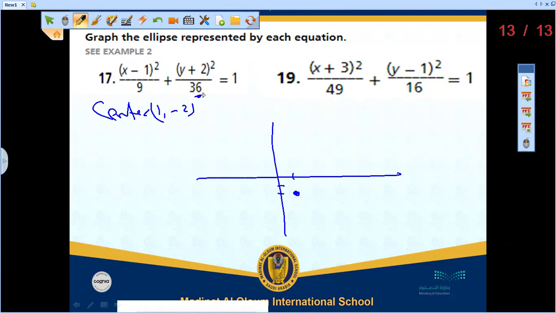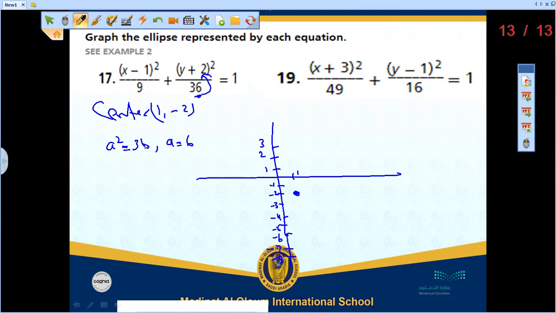Let us see. The greater is with Y. It means my A is vertical. A squared is 36. It means A is 6. I'll go up 6. This is negative 1, negative 2. This is 1. Here 1, 2, 3. And down: negative 3, negative 4, negative 5, negative 6, negative 7.